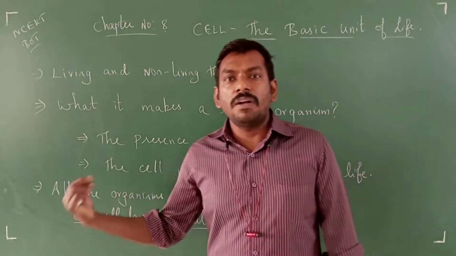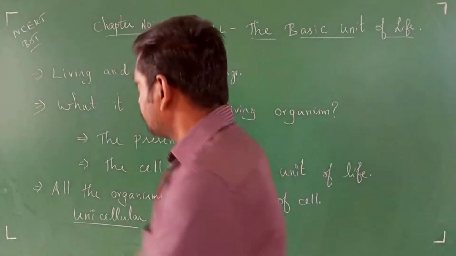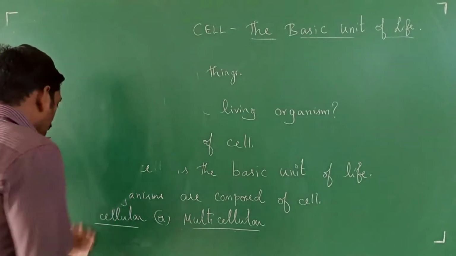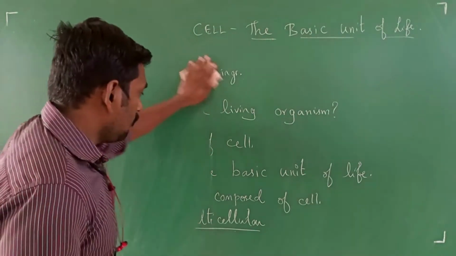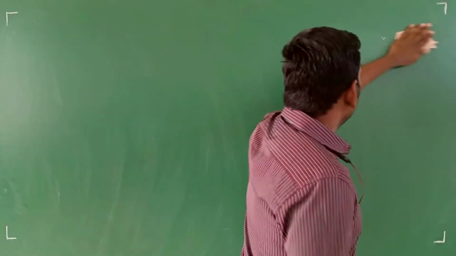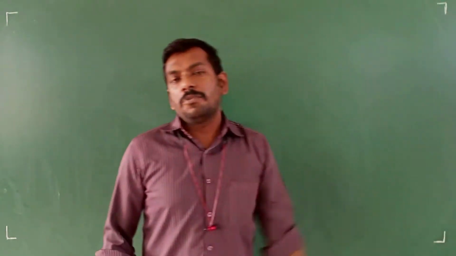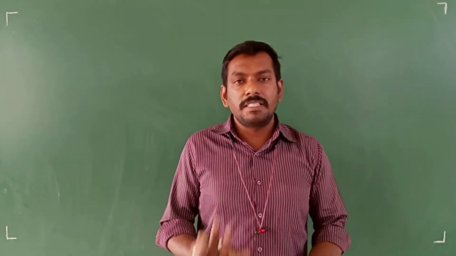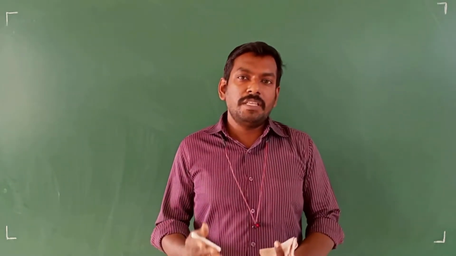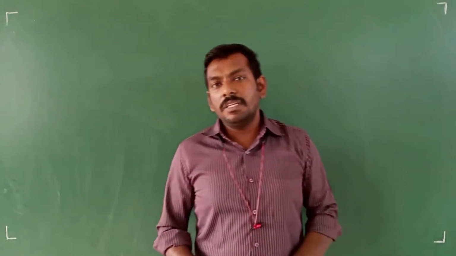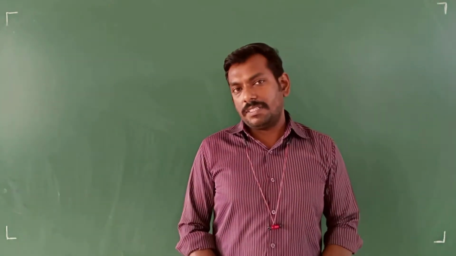Now we are going to see what the cell is. In this chapter we are mainly going to see what a cell is, the history behind the discovery of the cell. Then we are going to see the composition of the cell, unicellular and multicellular, then the different types or shapes of the cell. Then we will see the prokaryotic organization and the eukaryotic organization, and in detail the cell organelles and their functions, right?